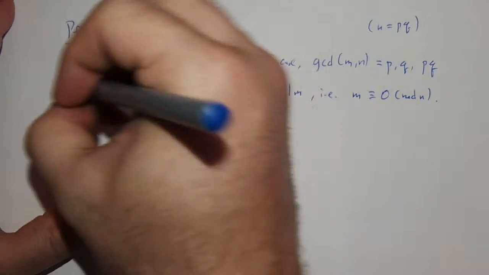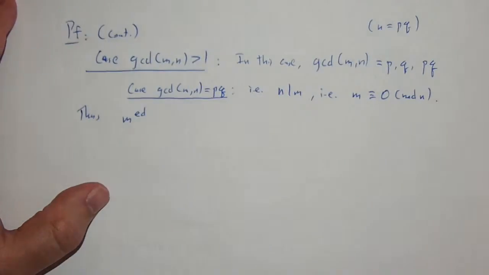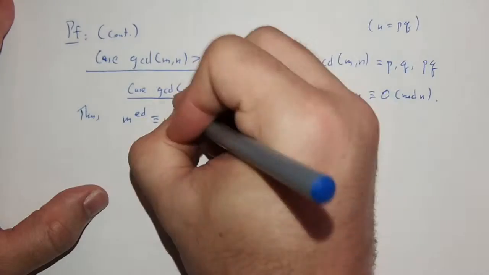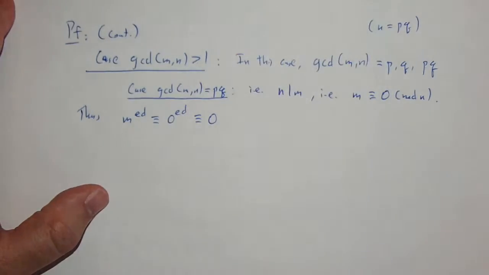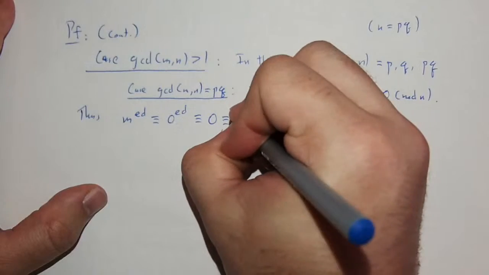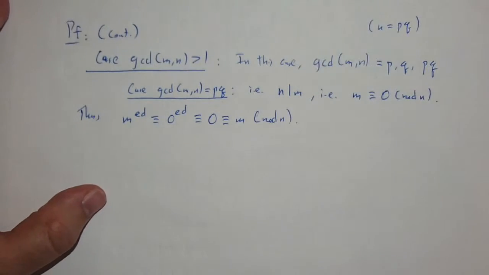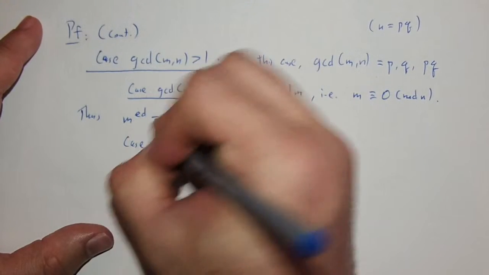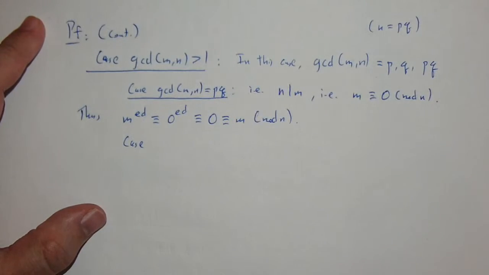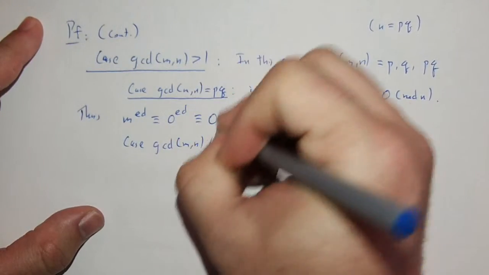Well, that's convenient. Thus, m to the ed is congruent to 0 to the ed, which is, of course, congruent to 0, but that's congruent to m mod n. So I'm done in that case, right? That's exactly what I'm trying to show. Okay, so then I have another case. So let's do the case when the GCD of m and n is p.